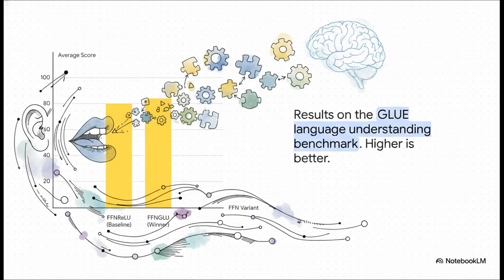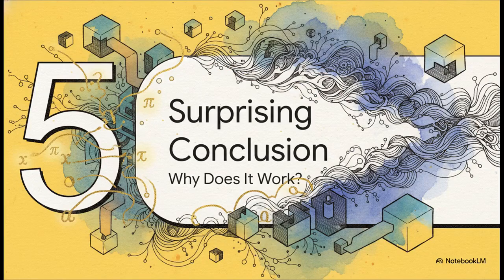And this chart just drives the point home. This is a big, important benchmark for language understanding. The baseline model scores about an 80. The winning GLU variant, over 84. That is a huge jump in performance, and it all comes from just changing how this one little layer works. Amazing. So the evidence is overwhelming. GLU variants work, and they work really, really well. But why? What's the deep, fundamental reason this is so much better?